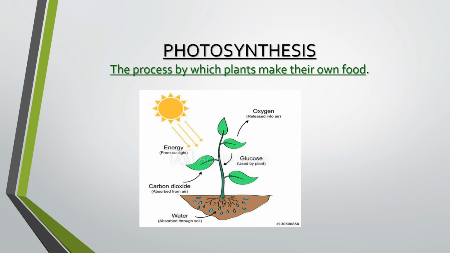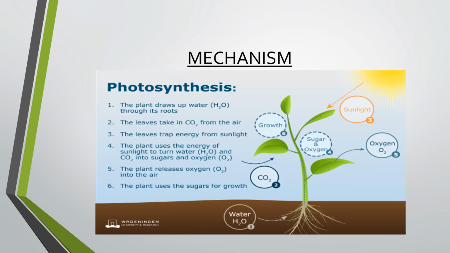Next is photosynthesis. Now what is photosynthesis? Photosynthesis is the process by which plants make their own food. Photo means light, synthesis means preparation. The process in which the food is being prepared by the plants in the presence of light is known as photosynthesis. We'll understand this mechanism.